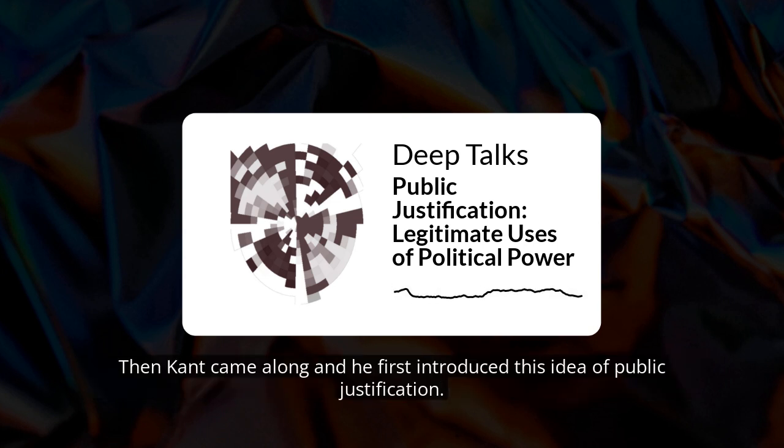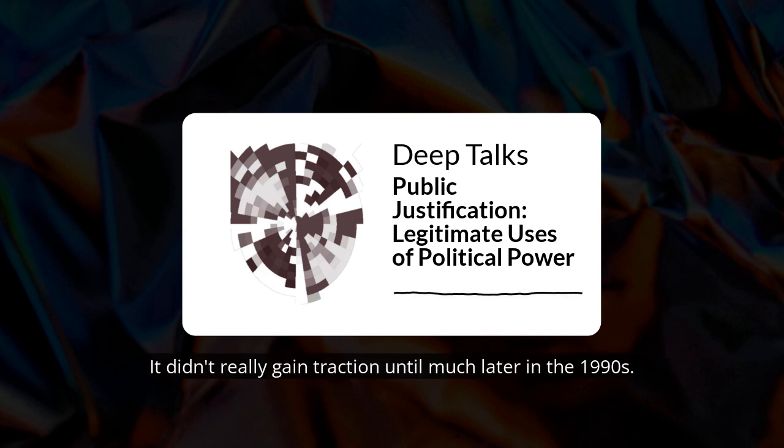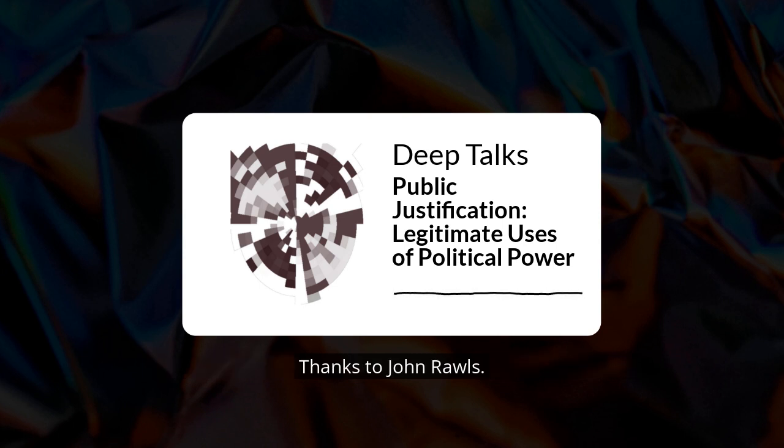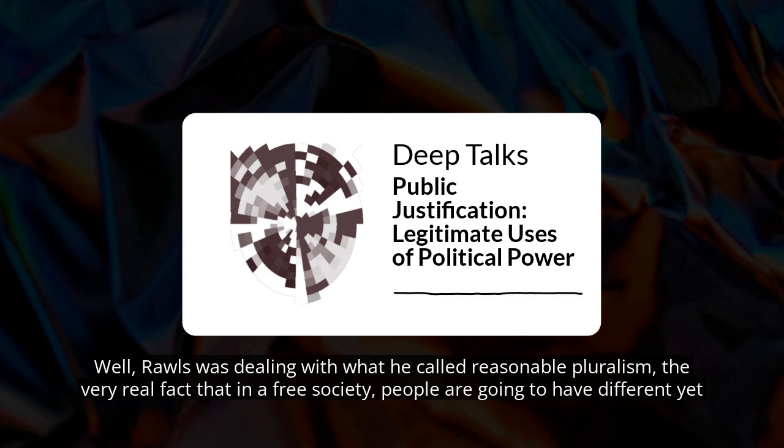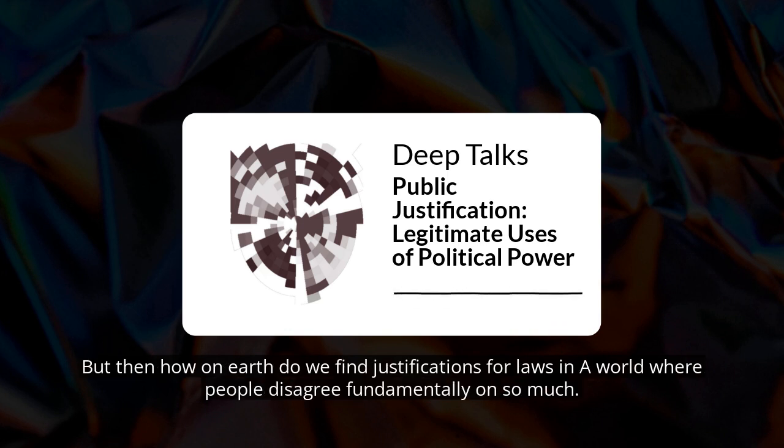Precisely. Then Kant came along and he first introduced this idea of public justification. It didn't really gain traction until much later, in the 1990s, thanks to John Rawls. Oh, Rawls. So what was Rawls' take on it? Well, Rawls was dealing with what he called reasonable pluralism, the very real fact that in a free society, people are going to have different yet completely reasonable views on core values. Which makes total sense, but then how on earth do we find justifications for laws in a world where people disagree fundamentally on so much?